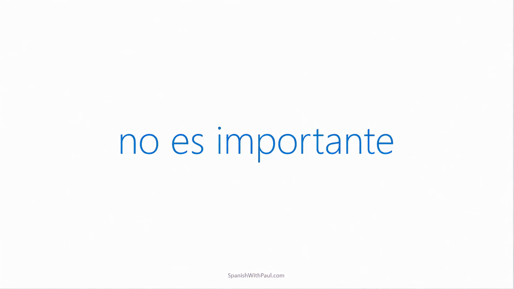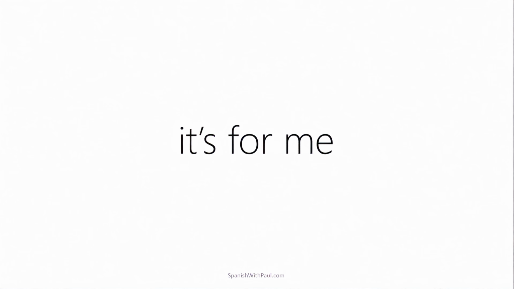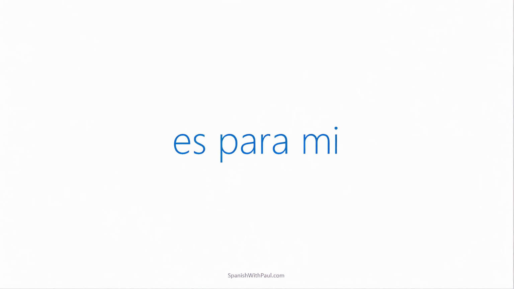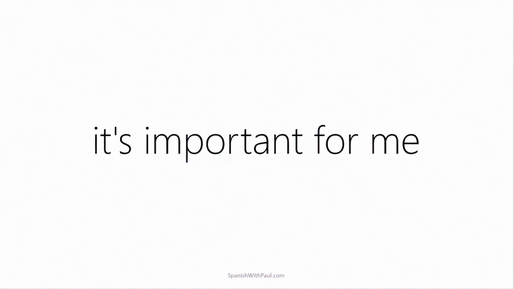No es importante. To say for me would be para mí. How would you say it's for me? Es para mí. It's not for me. No es para mí. Do you remember how to say the word important? Importante. Now say, it's important for me.